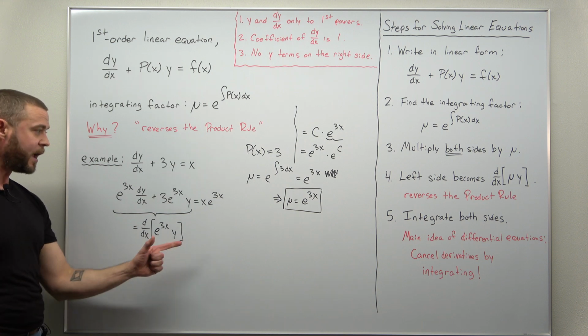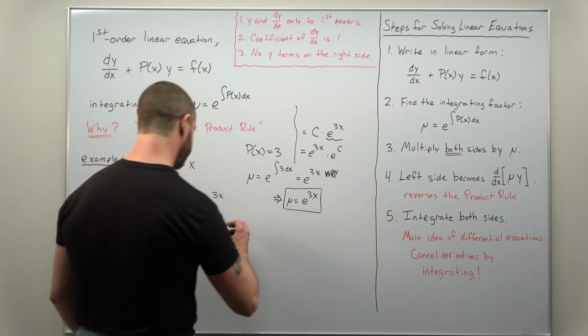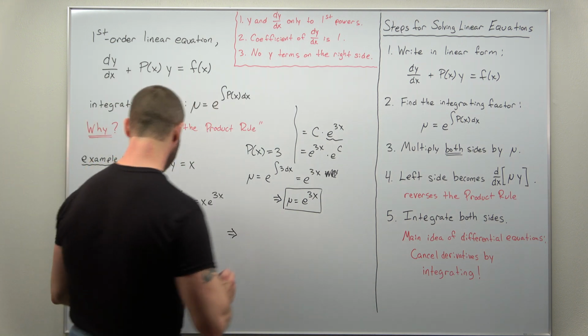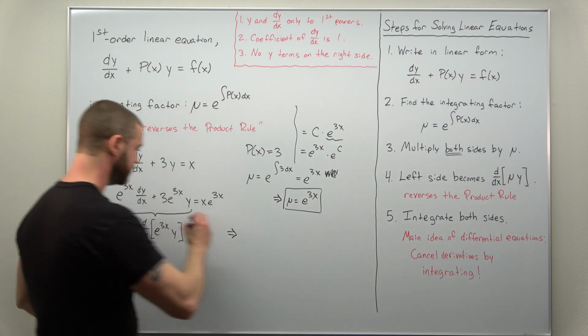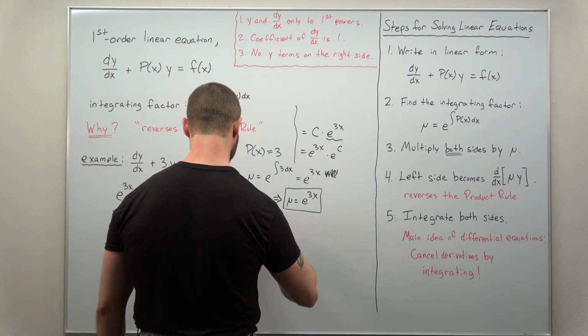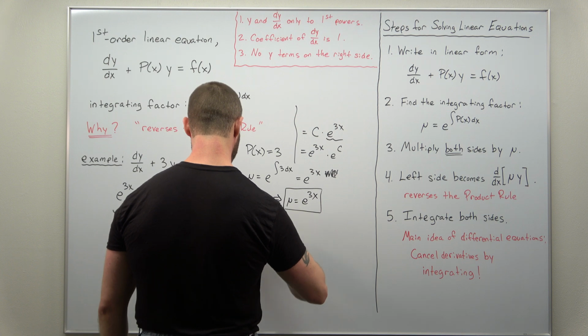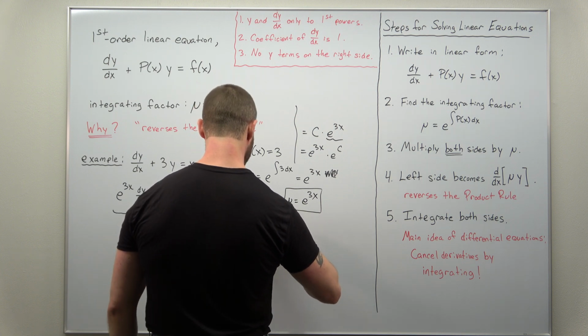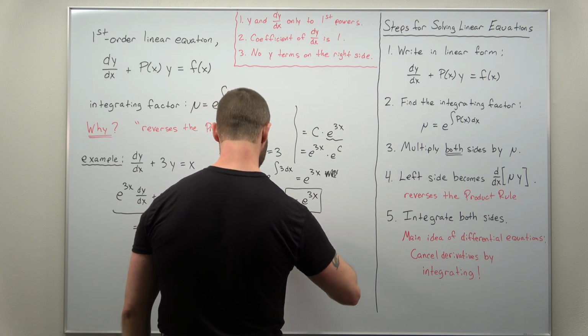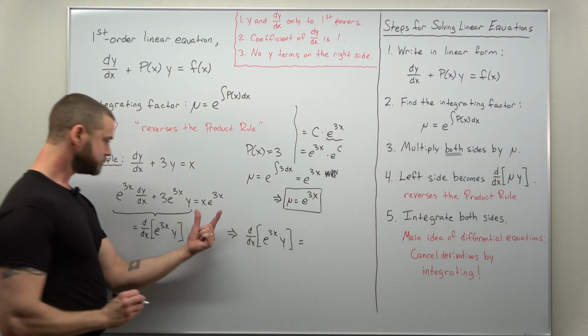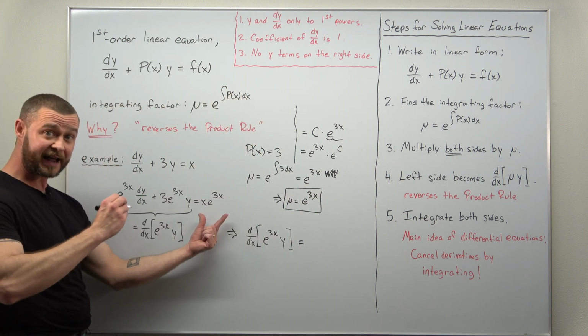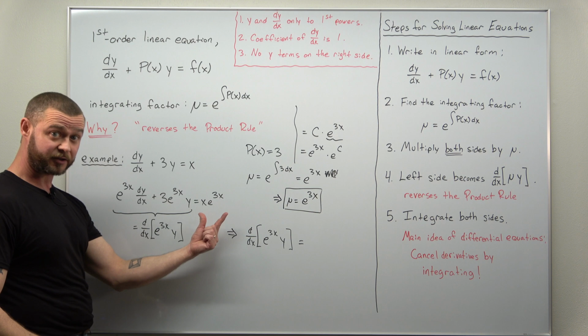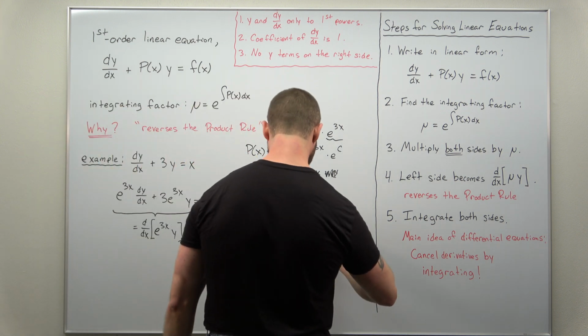And the differential equation now takes the following form. This is our left side, so we have it as the derivative with respect to x of the integrating factor e to the 3x times y. And our right side is x times the integrating factor e to the 3x.